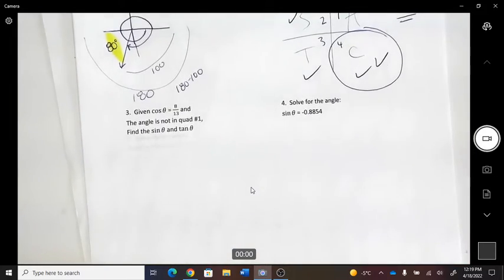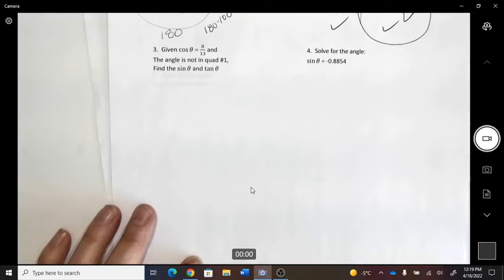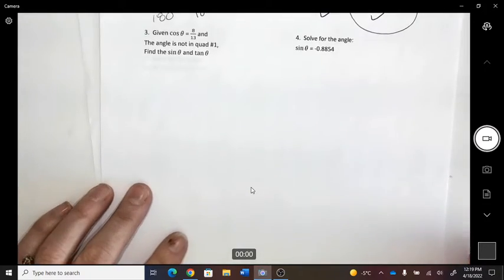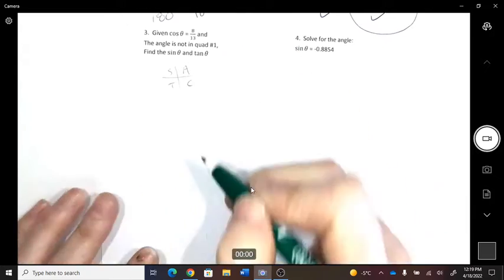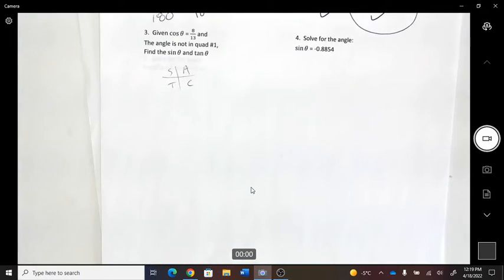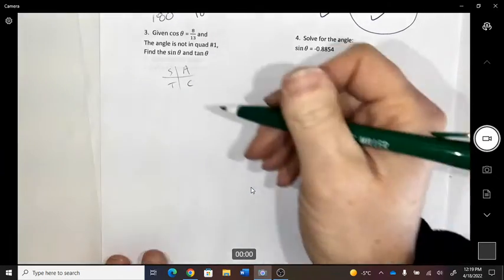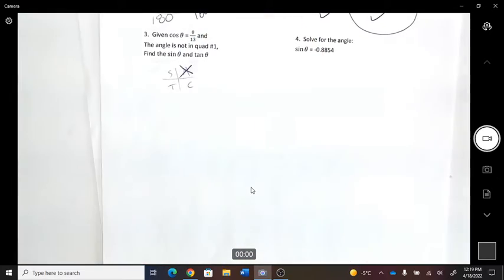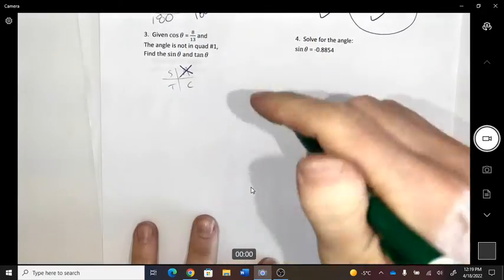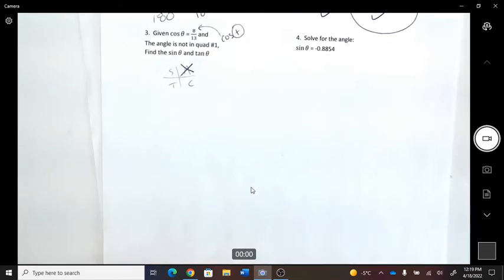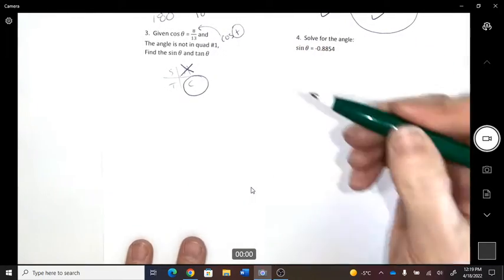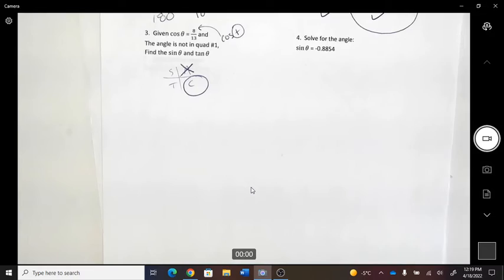Okay, given the cos ratio, and it's not in quadrant 1. So first of all, let's just go with what quadrant am I in? Well, it's not in quadrant 1. Cos is positive. 8 over 13 is positive. So then I'm in, got to be in that one.